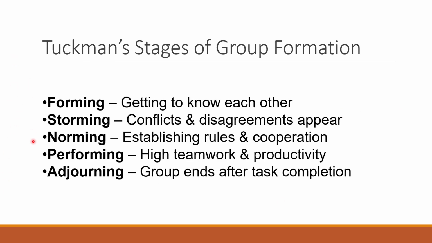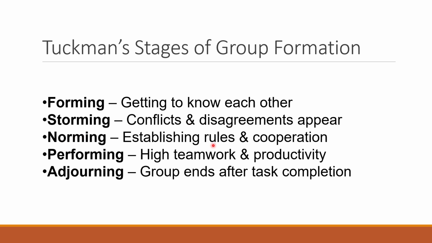So these are the five stages given by Tuckman. The first stage, from strangers to social co-workers, is forming. Tuckman proposed this well-known model that explains how groups naturally evolve through these stages. The first stage is forming, which is getting to know each other. The second stage is storming, where conflicts and disagreements usually appear, because in the process of getting to know each other, we generally see conflicts and disagreements.